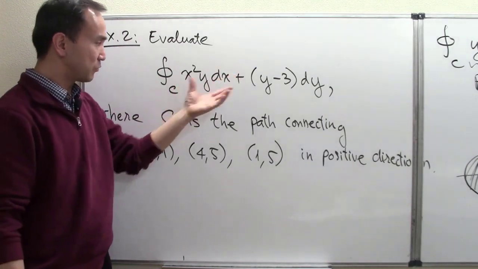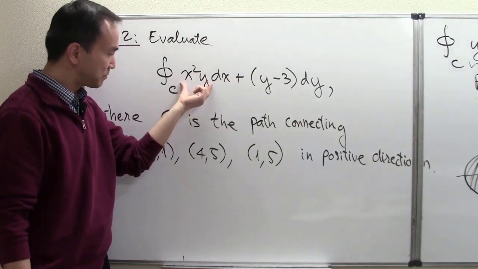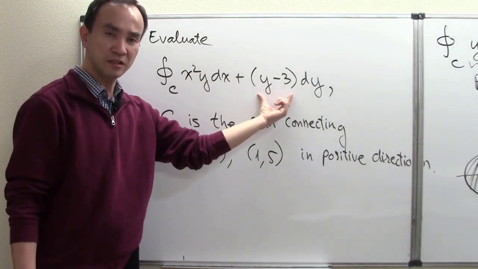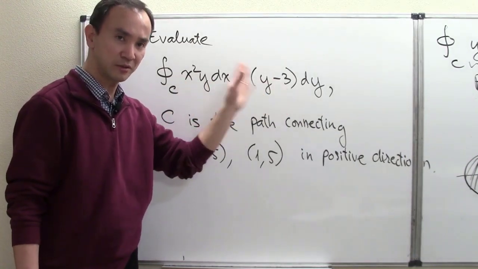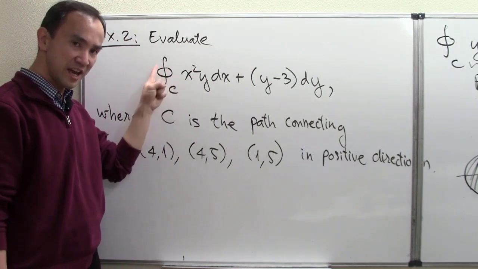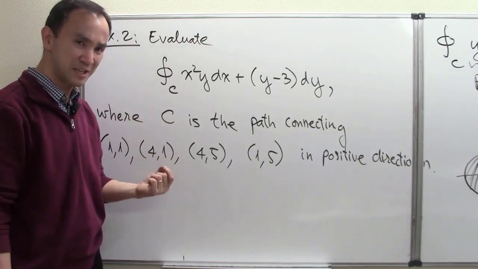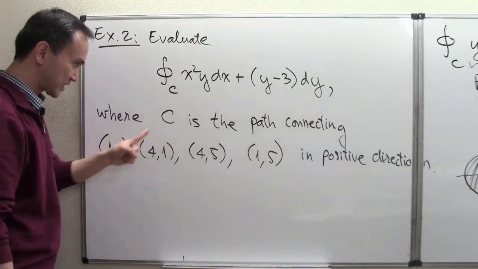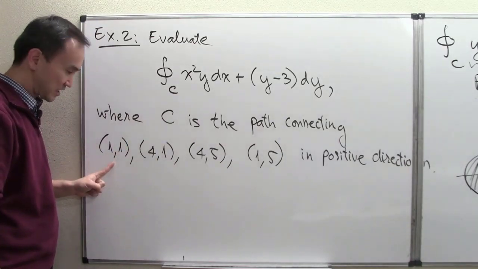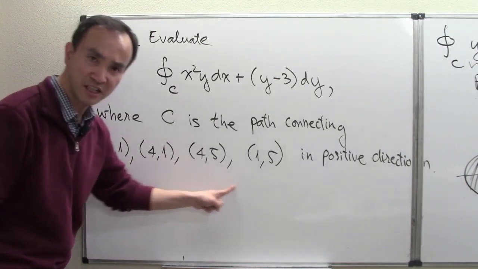So now we have a line integral. You can see that the dx component right here is the P component, the P of x, y component of your vector field. And this is the Q of x, y of your vector field. So clearly your vector field is a two-dimensional vector field. The path is indicated here with the symbol. It's a line integral along a simple closed curve. But what is that closed curve? It's a path starting at 1, 1. It connects over to 4, 1, connects to 4, 5, and connects to 1, 5.